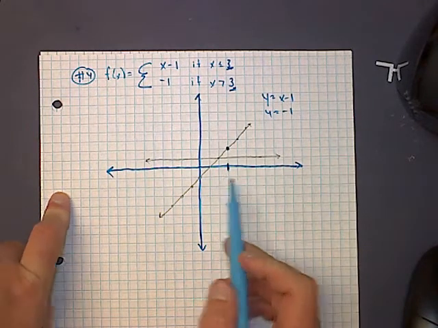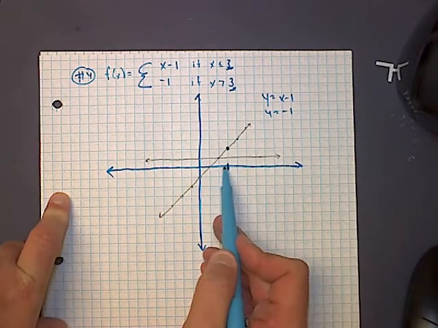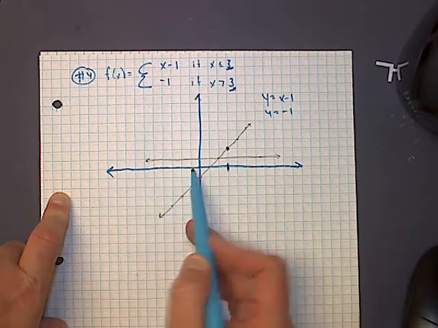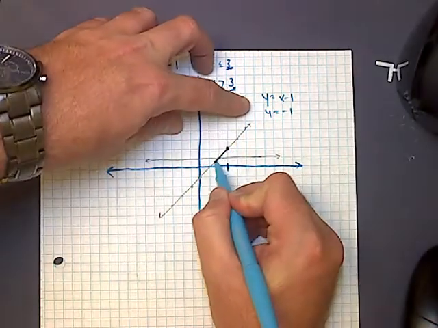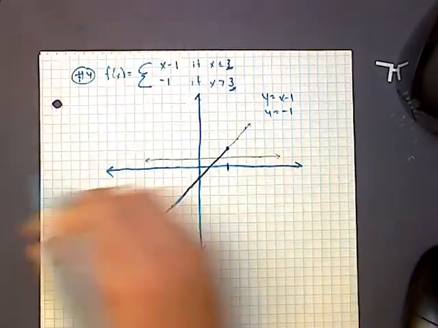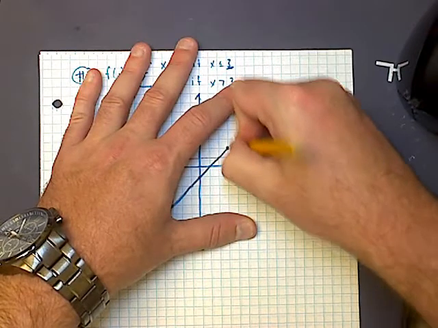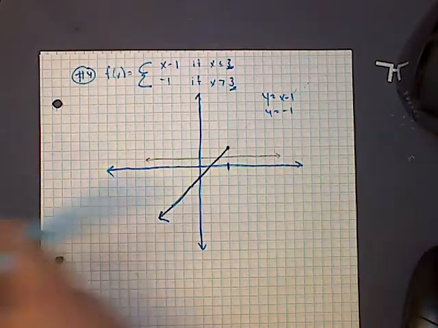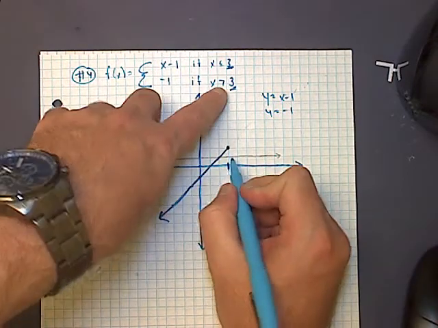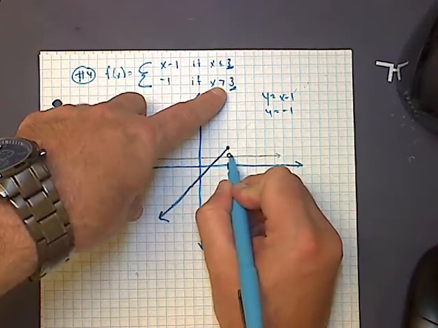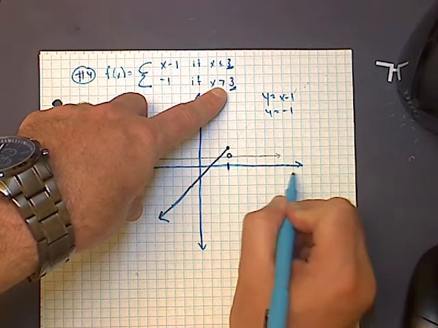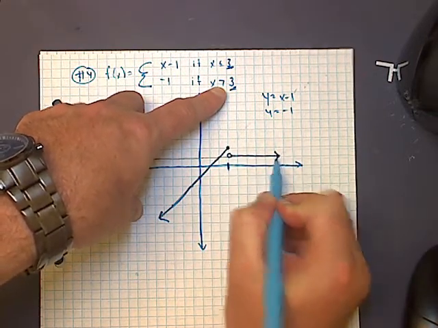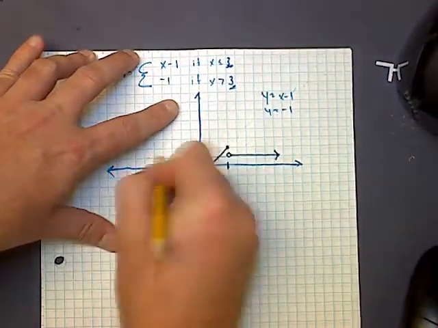Now, it says stay on this function for all x values less than or equal to 3. That is this way. What part of the function spans over that part? It's this right here. So I'm going to draw this and erase that part. Now I'm going to go to my other function, y equals negative 1. Go up. That's greater than. That's going to be an open dot. And it says for all x values greater than 3, that's over here. This is the part of the function that is over here. So I'm going to draw that and erase the other.